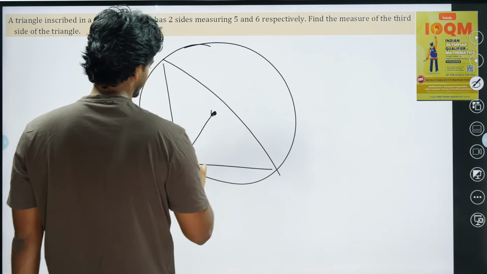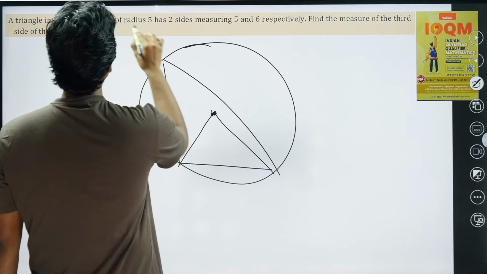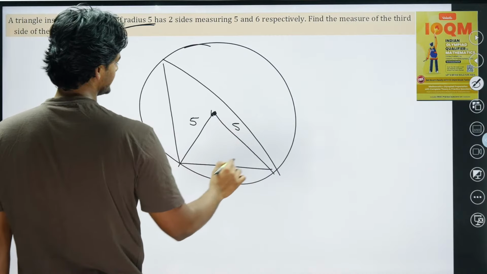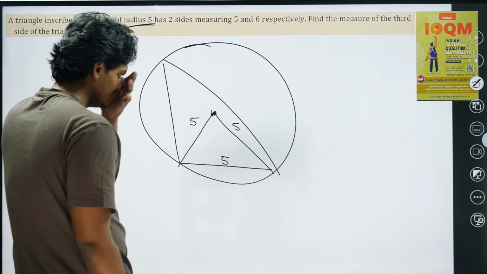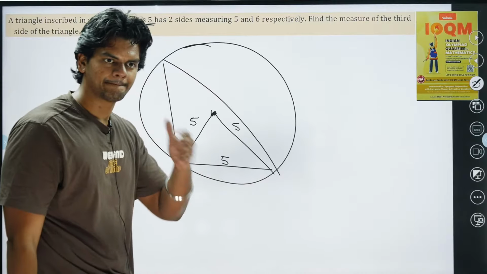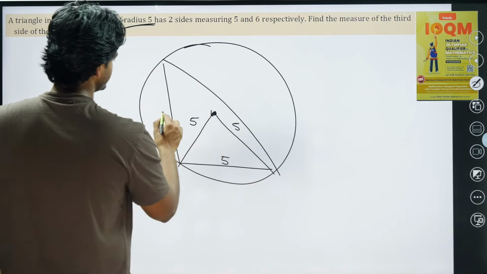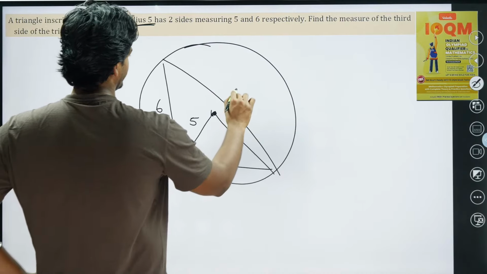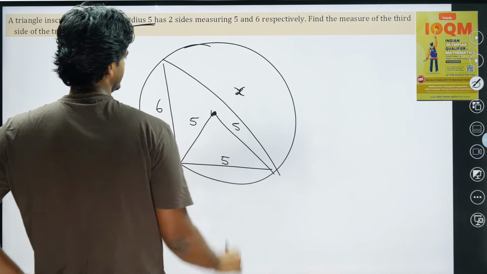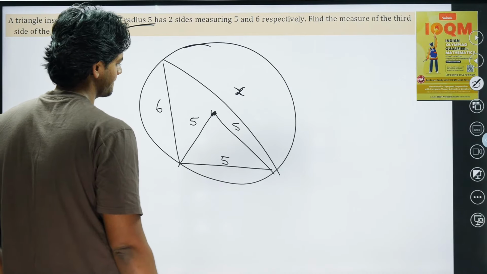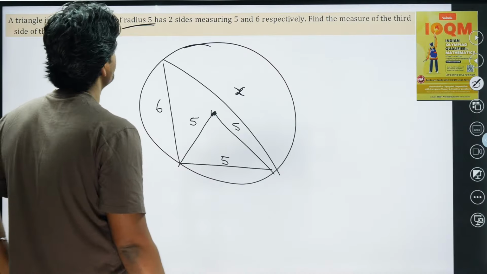Okay, anyways, radius is 5. So this is 5, and one of the sides is 5. Let's say this side is 5. So this is an equilateral triangle. And let's say this side is 6 and we want to find this side x. Right?